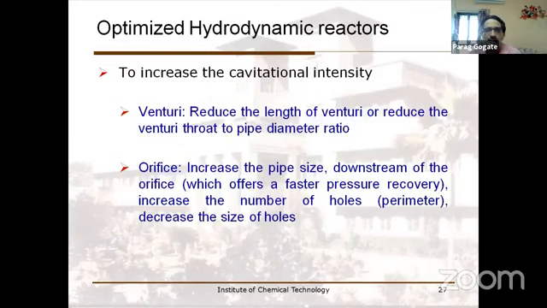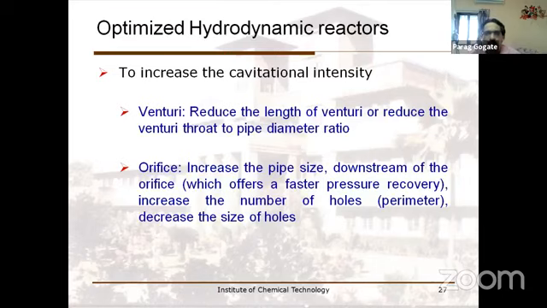How can I increase the cavitational intensity? Again, some geometric recommendations are given. So I can reduce the length of venturi or reduce the venturi throat to pipe diameter ratio. In the case of orifice, definitely I can increase the pipe size downstream of the orifice, which will increase the pressure recovery, leading to higher cavitational intensity. I can also increase the number of holes or decrease the size of holes.